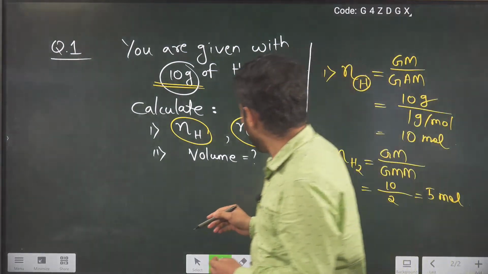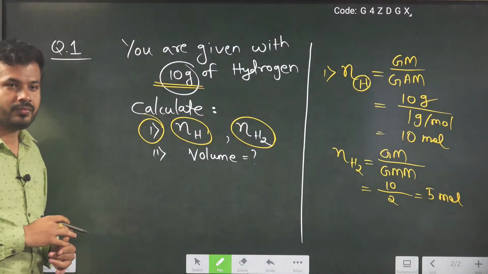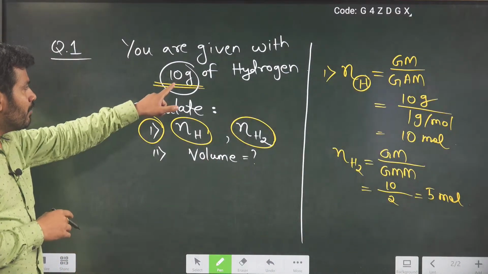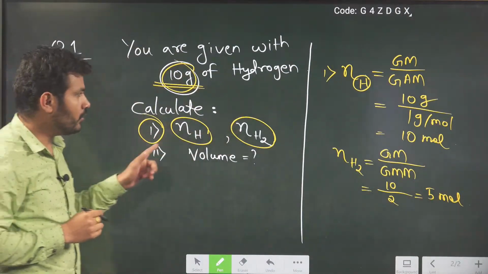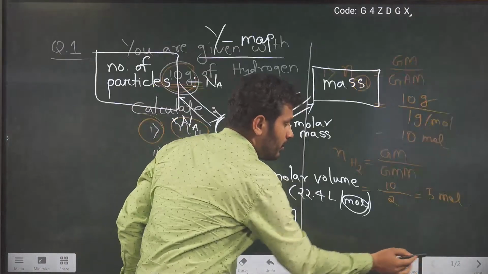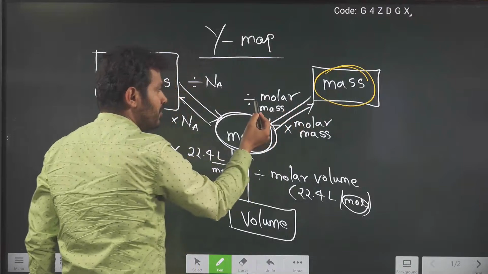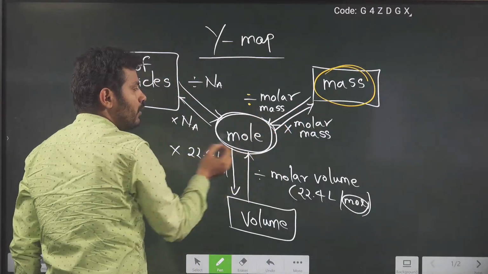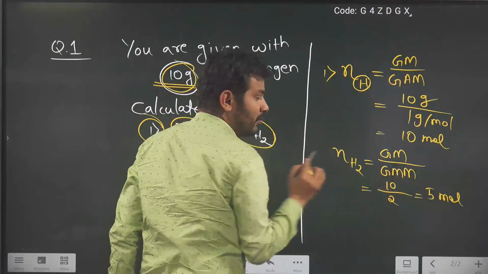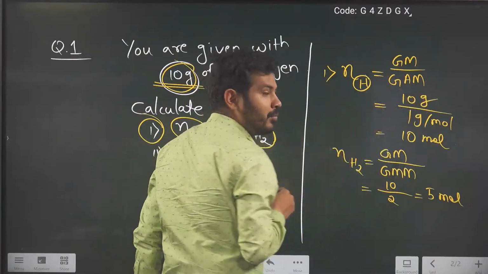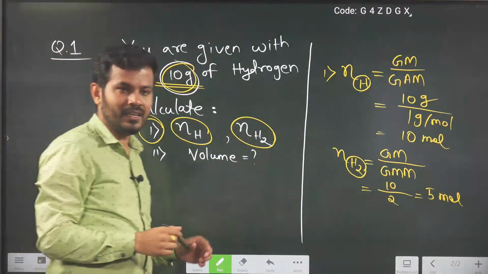So this way we are done with the first part of the question, which is number of moles of hydrogen atom and hydrogen molecule. What I'm saying is, mass is given: 10 gram of the sample is given, and we are required to calculate number of moles. We know the number of moles formula. If you divide the given mass by molar mass, then you will get the number of moles. That is what we have done here: given mass by molar mass. Here atom is there, so molar mass is gram atomic mass. Here molecule is given, that's why gram molecular mass. I hope this part is clear.